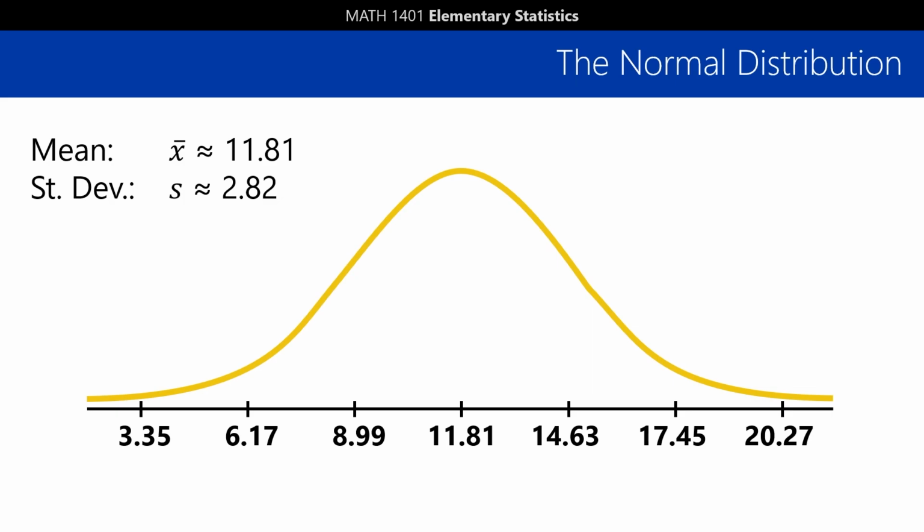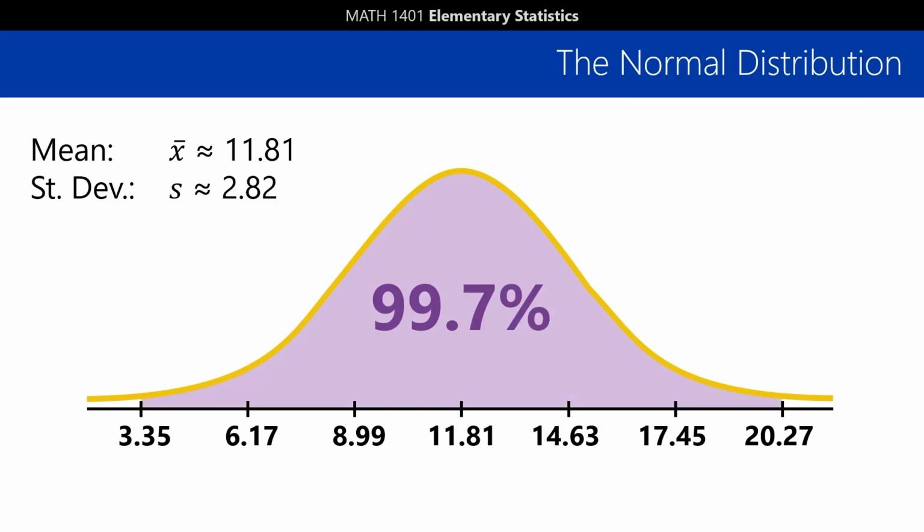Then the empirical rule estimates that about 68% of the class had names between 8.99 and 14.45 letters long, about 95% were between 6.17 and 17.45 letters long, and about 99.7% of the class had names between 3.35 and 20.27 letters long.